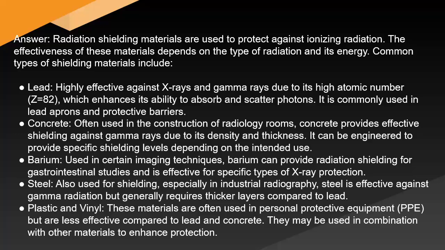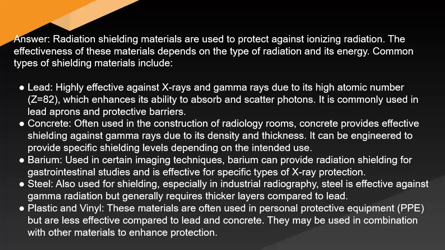Concrete. Often used in the construction of radiology rooms, concrete provides effective shielding against gamma rays due to its density and thickness. It can be engineered to provide specific shielding levels depending on the intended use. Barium. Used in certain imaging techniques, barium can provide radiation shielding for gastrointestinal studies and is effective for specific types of X-ray protection. Steel, also used for shielding, especially in industrial radiography.